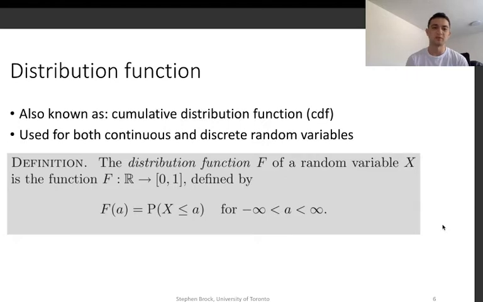Alright, so moving on to the distribution function. This is also known as the cumulative distribution function, or CDF. And this is used for both continuous and discrete random variables. It's the same definition for both. By definition, the distribution function F of a random variable X is the function F that maps all real values to the closed region [0, 1], and is defined by F(a) equal to the probability of X less than or equal to a, for a between negative infinity and infinity.